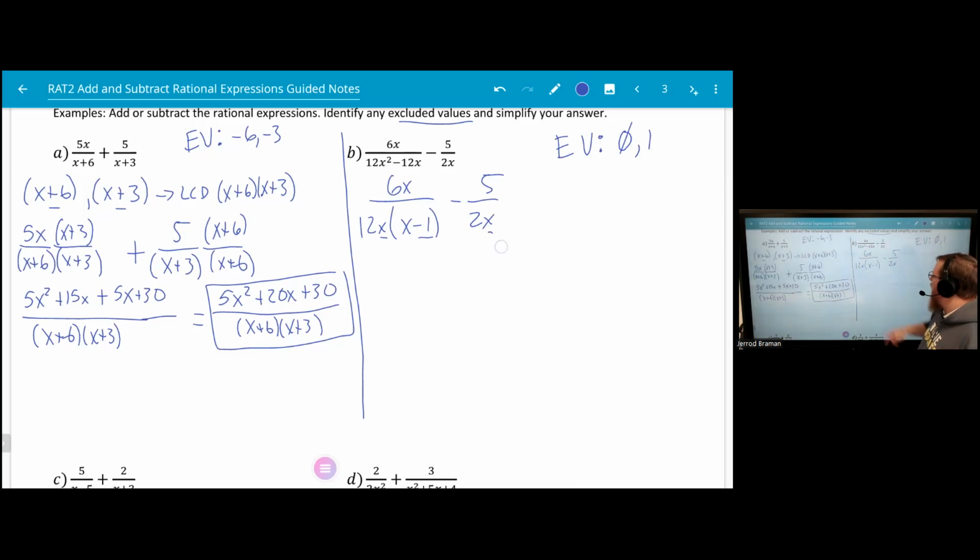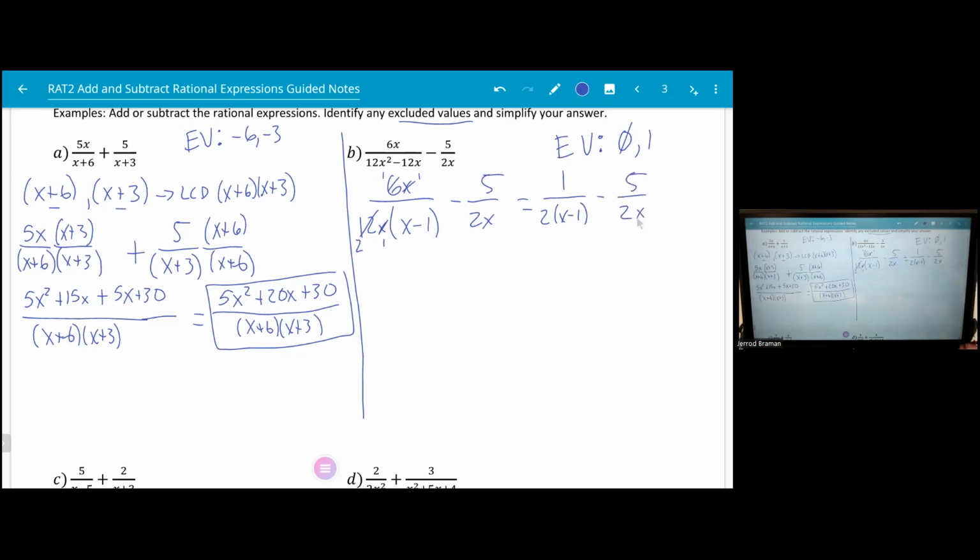But what I want to do right now, I need to do some simplification here. This one right here, so 6 divided by 12, that just simplifies to 1 divided by 2, and x divided by x simplifies to 1. This first rational expression is 1 divided by 2 times x minus 1, minus 5 divided by 2x.